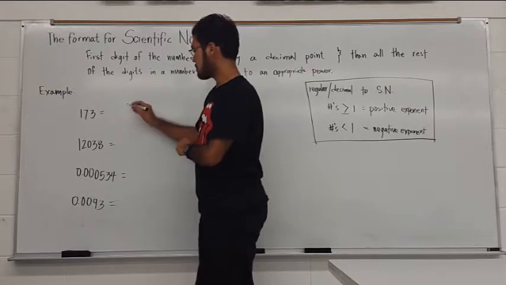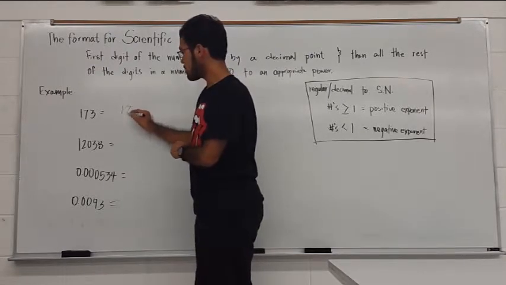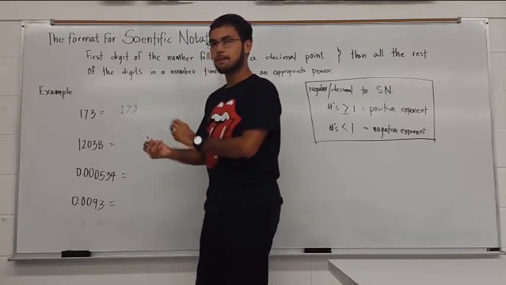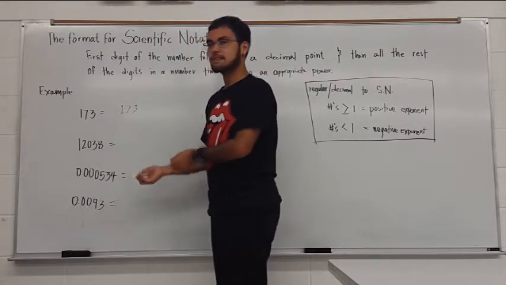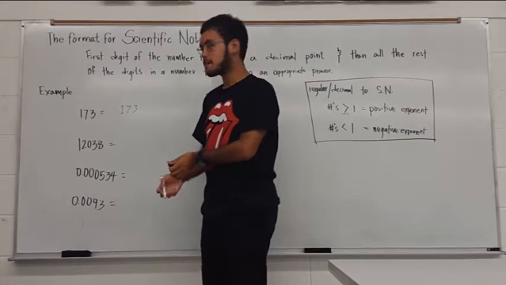Now, I just write out the number 173. I need to write my runs that way. My assistant likes to write it a different way.